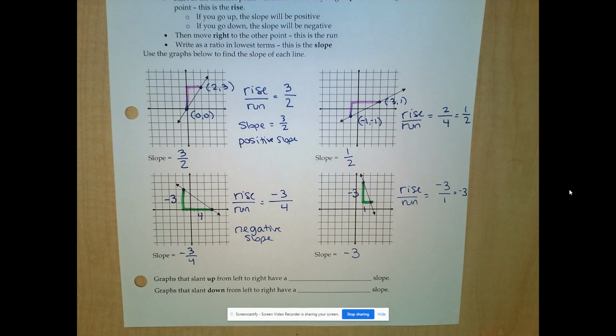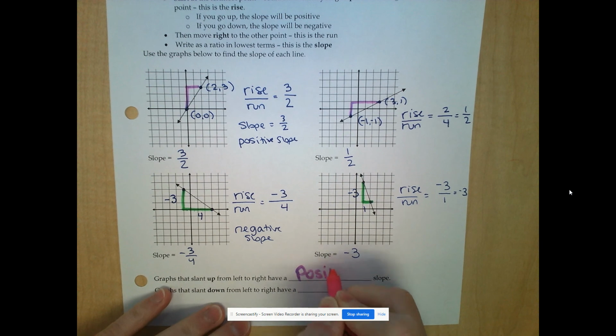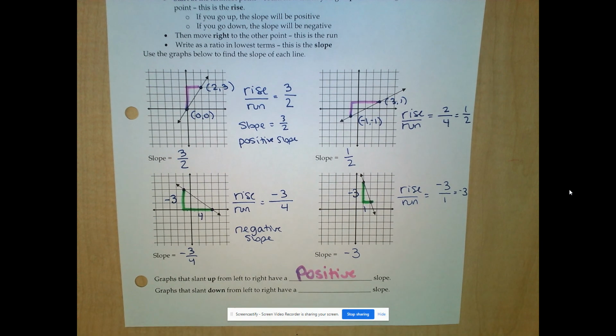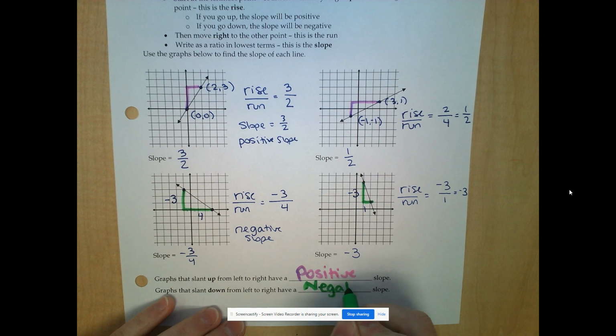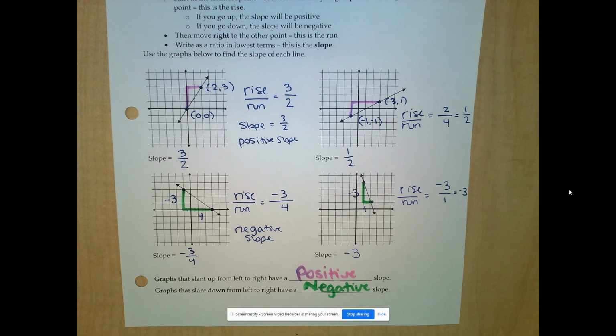Graphs that slant up from left to right, those ones come out to have a positive slope. And graphs that slant down from left to right have a negative slope. And the numbers should reflect the same.